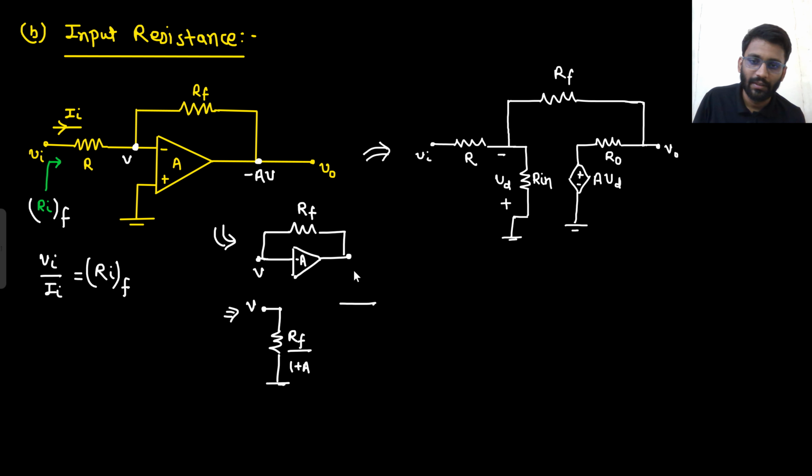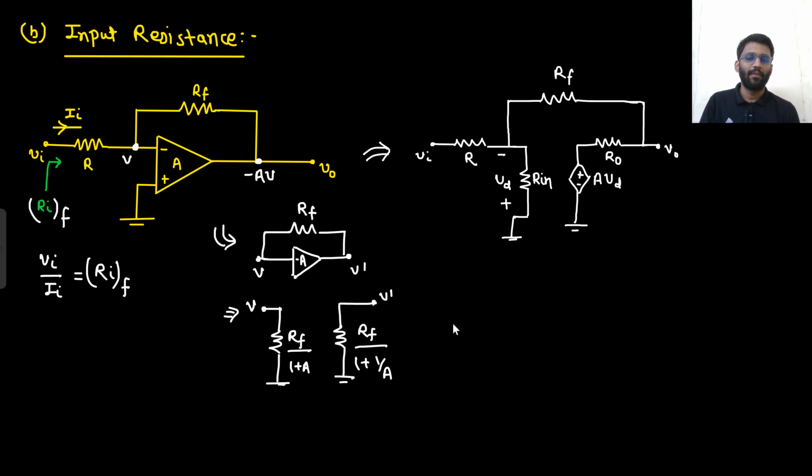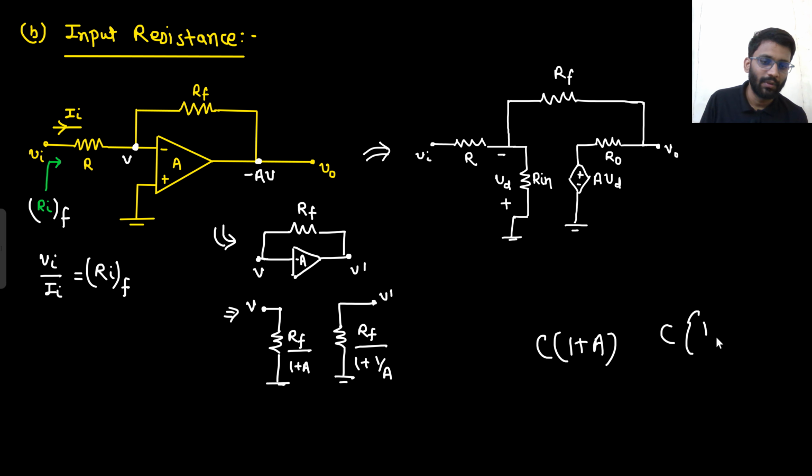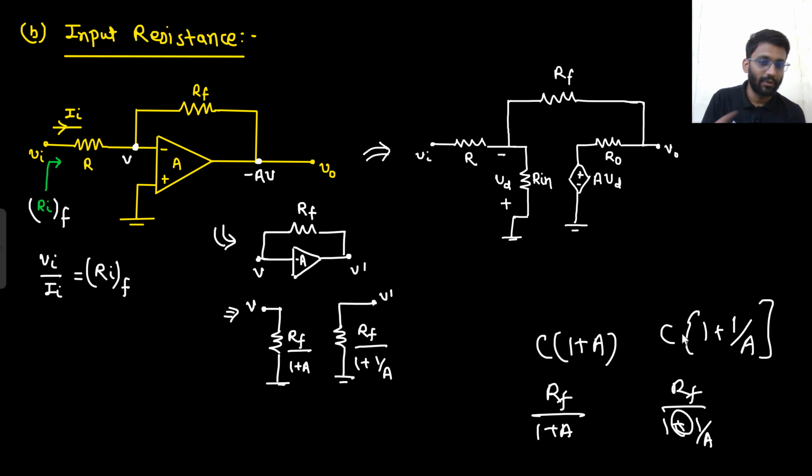And towards the other node, let's just call this node V dash. Towards the other node V dash, what will you see? This resistance from V dash would be RF upon 1 plus 1 by A. Do you remember it? For capacitance it is C into 1 plus A and C into 1 plus 1 by A. But here it will be RF upon 1 plus A and RF upon 1 plus 1 by A. Why is it plus? Because the gain is negative. The gain A is negative.